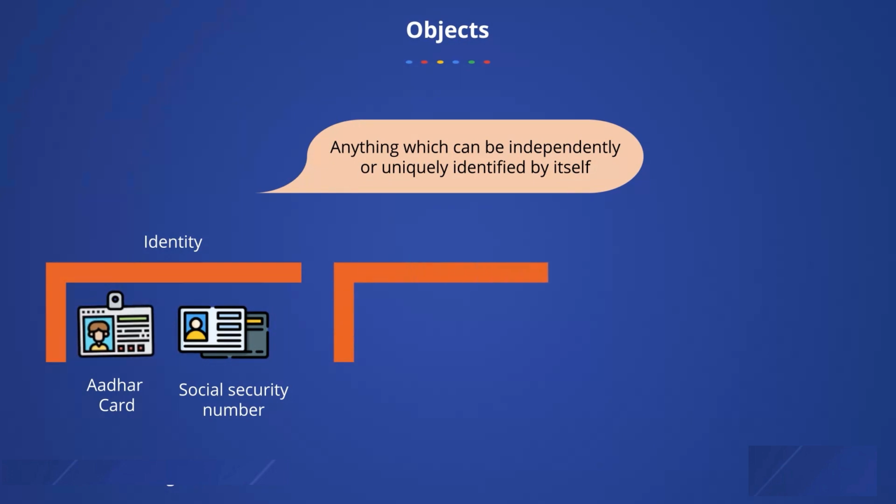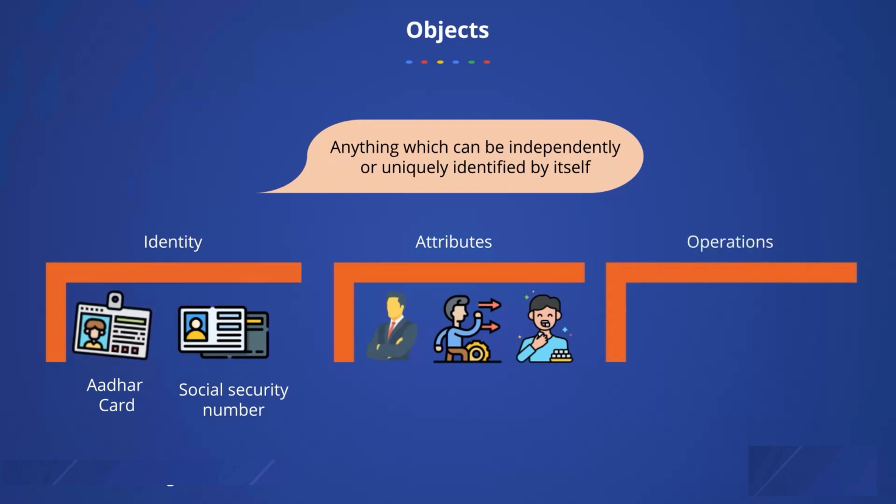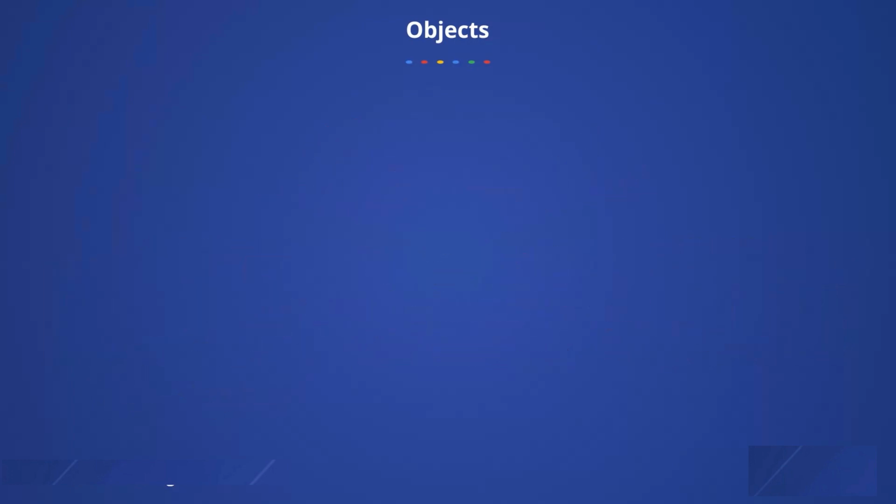We ourselves use a unique identity, right? And we ourselves have certain attributes. The way we look, the way we move our hands or legs, these are all our attributes. The way we eat, the way we behave, those are all attributes. Whereas the kind of operations we can do, for example, we can walk, we can run, we can jump, we can work, we can program, all these are operations. Like you look at it, an object is nothing but anything that can be uniquely identified.